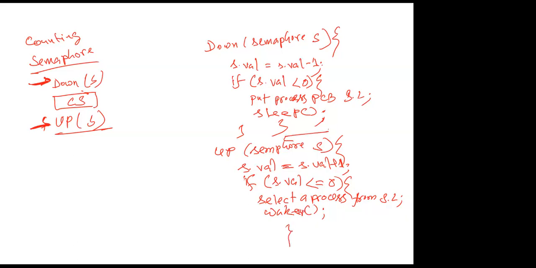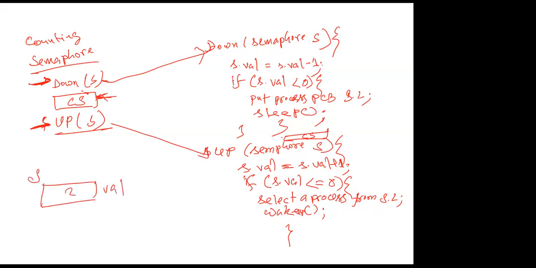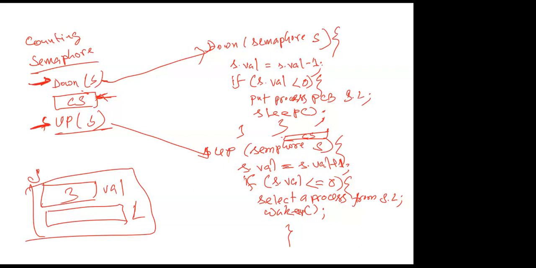Between this down and this up, you have the critical section. Now let's check how it works. At first you have a semaphore, and you assign its value field as, let's say, 3, and one list field. This is the whole semaphore. It is a structure with two fields: one is the value field and one is the list field.